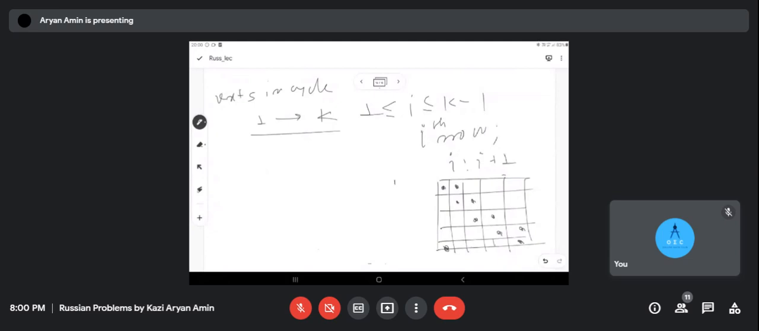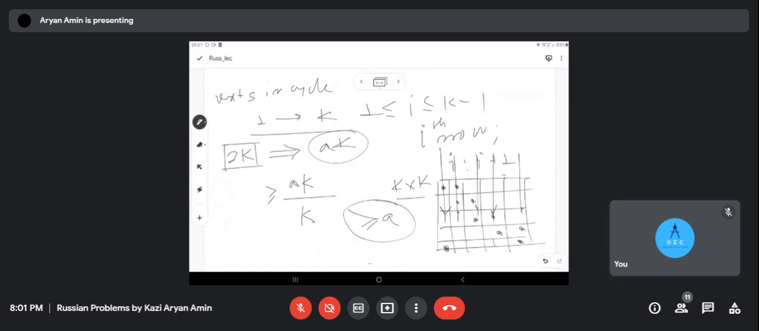So now this is a k cross k subgrid, right? You have 2k numbers in here, and they sum up to ak, right? Now if you look across the columns, note that again by an averaging argument, some column has a sum of at least ak by k, that is at least a, right? Do you agree with this?